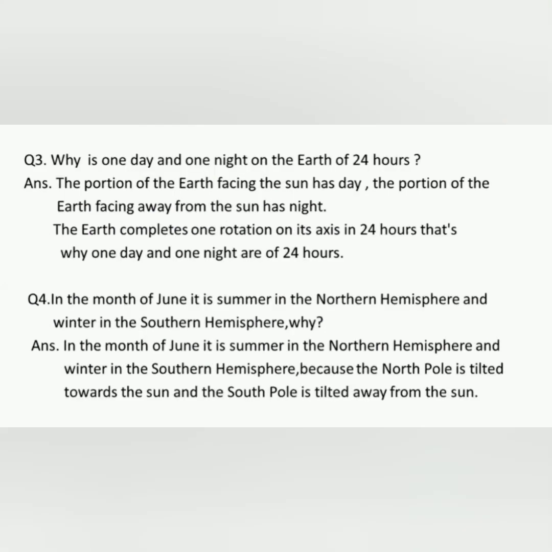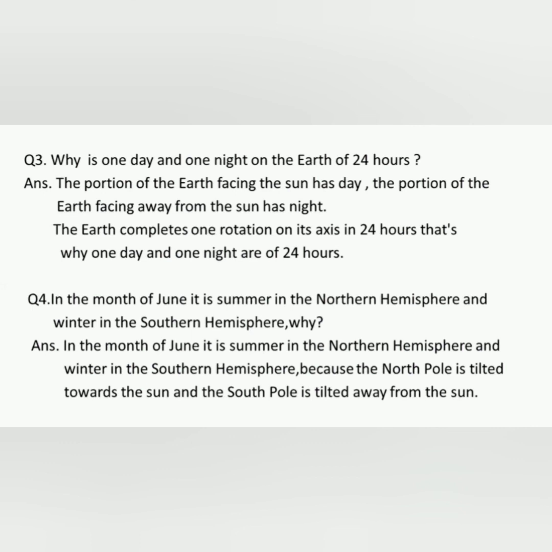Next question, why is 1 day and 1 night on the earth of 24 hours? Answer, the portion of the earth facing the sun has day, and the portion of the earth facing away from the sun has night. The earth completes one rotation on its axis in 24 hours. That's why one day and one night are of 24 hours.